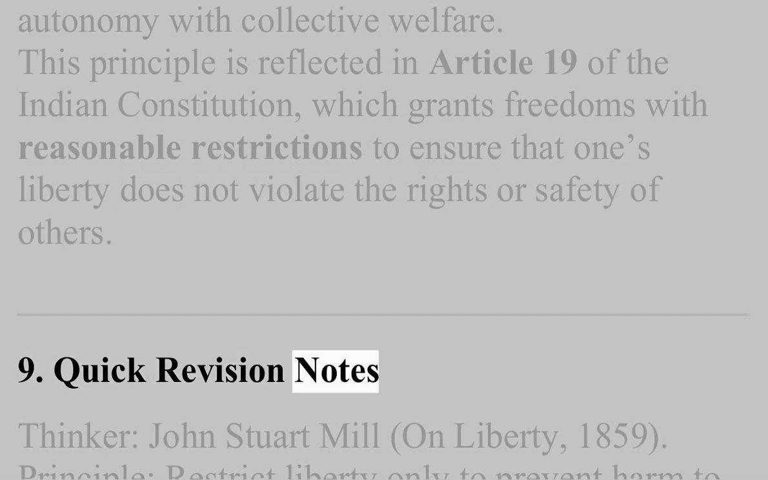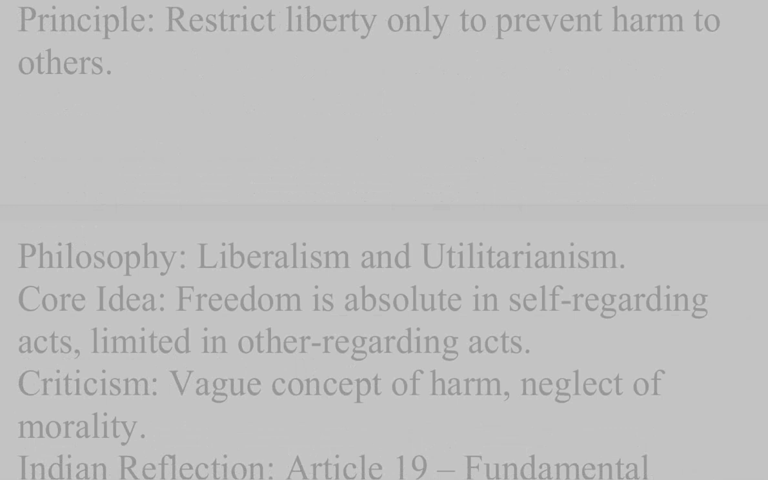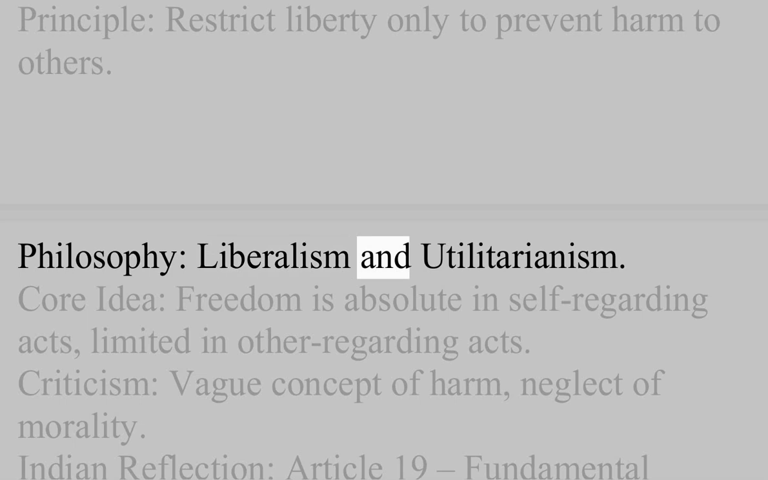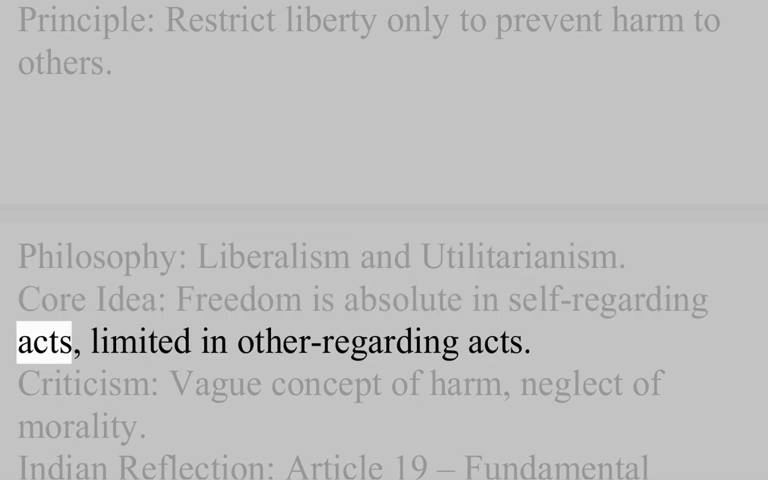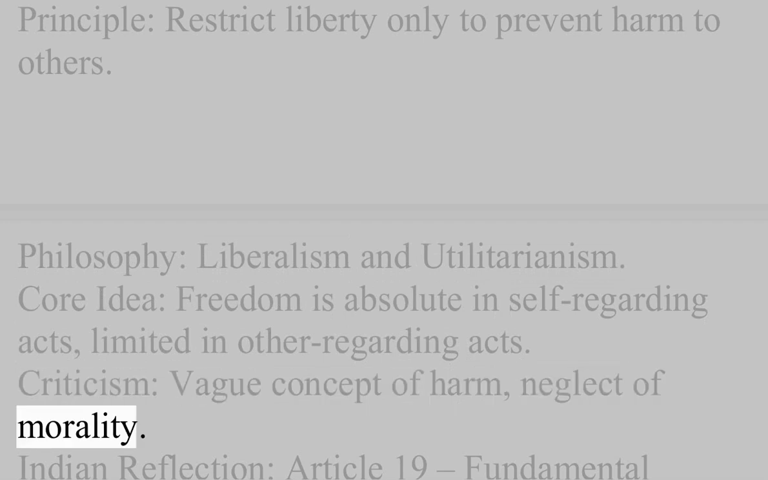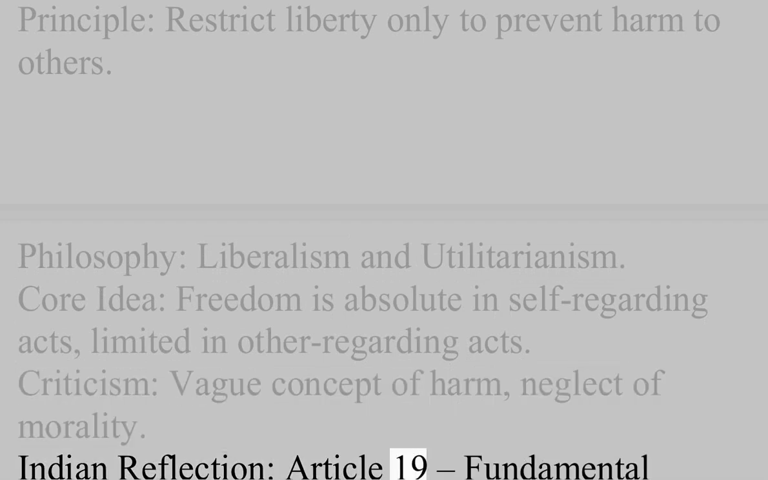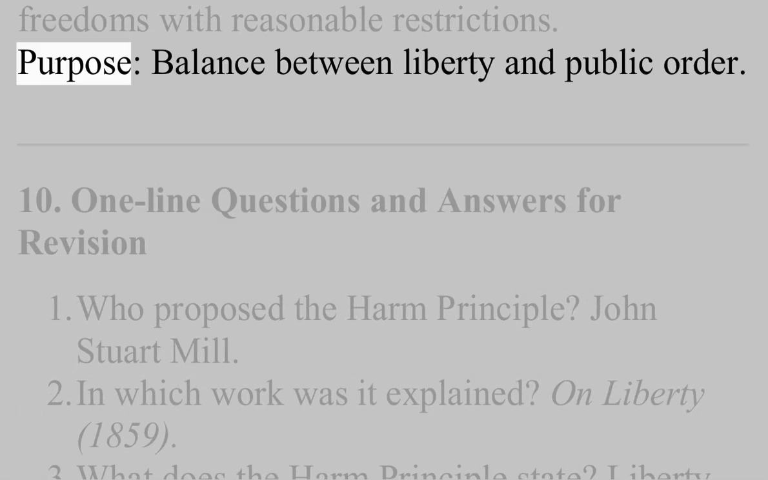9. Quick revision notes. Thinker: John Stuart Mill, On Liberty, 1859. Principle: restrict liberty only to prevent harm to others. Philosophy: liberalism and utilitarianism. Core idea: freedom is absolute in self-regarding acts, limited in other-regarding acts. Criticism: vague concept of harm, neglect of morality. Indian reflection: Article 19, fundamental freedoms with reasonable restrictions. Purpose: balance between liberty and public order.